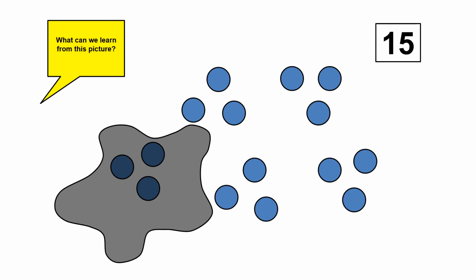What can we learn from this picture? We can learn about counting on. We could also learn about how addition and subtraction are related. We could also learn about multiplication using what we know, like 5 times a number, to solve the problem that would be 4 times the number.